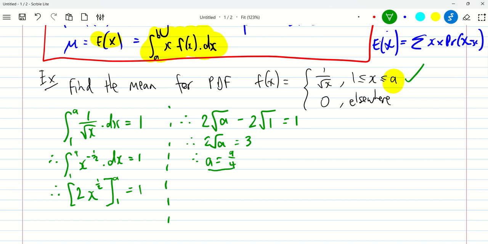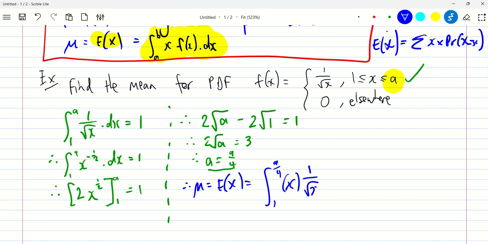Now that we know that, we can go in and use this formula above to find the mean, which is the expected value. You can write it either way, it doesn't matter. They mean the same thing. It is the integral between 1 and a, in this case 9 over 4, of x times f of x dx. Okay, so that's how we find the mean.